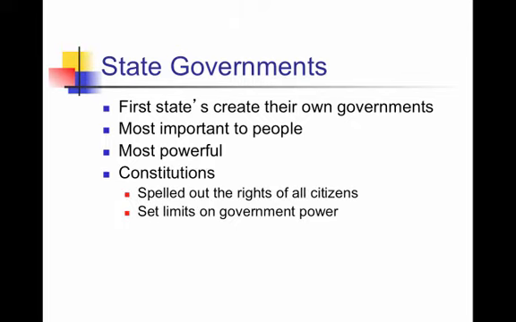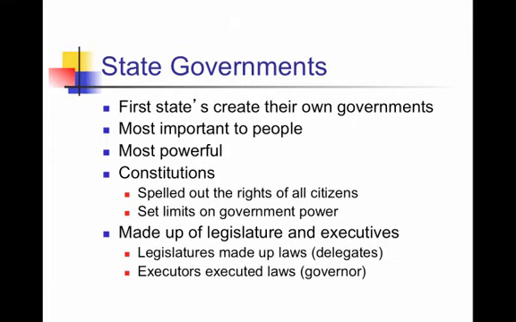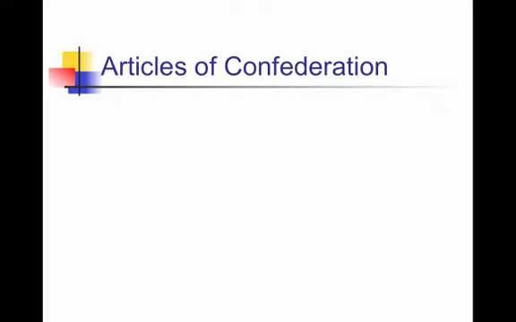Each state had their own constitution, which spelled out the rights of all their citizens and set limits on government power. So these already existed in the states. They had a legislature, executives, all kinds of different things. These won't make sense to you just yet, but wait a week and they will, whenever we talk about the legislative and executive branches. So they already had all that stuff.